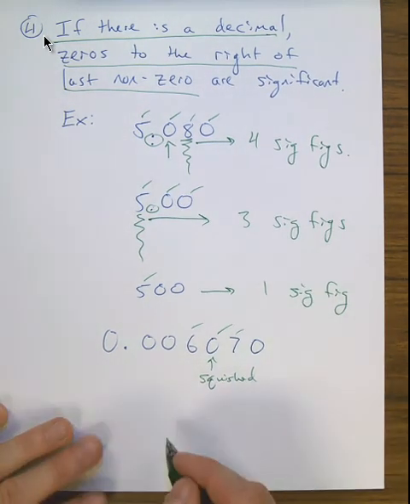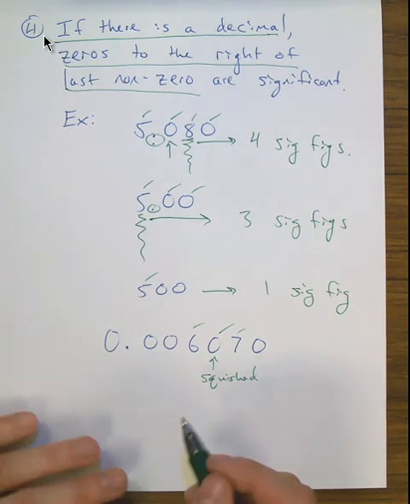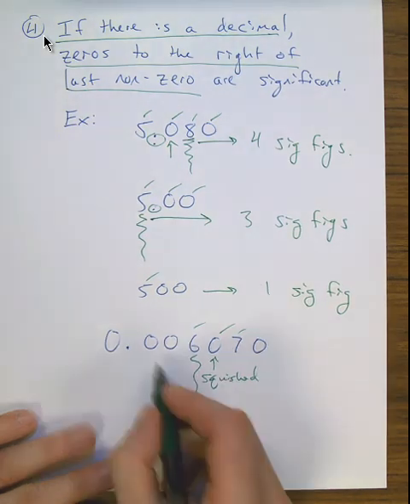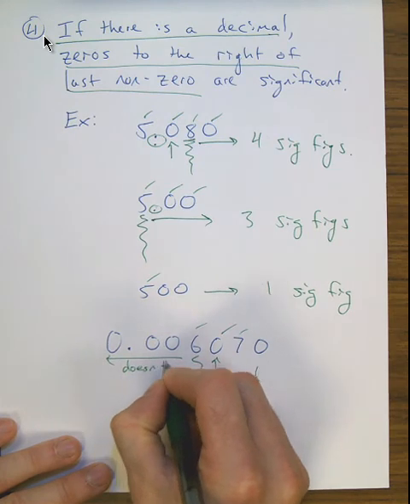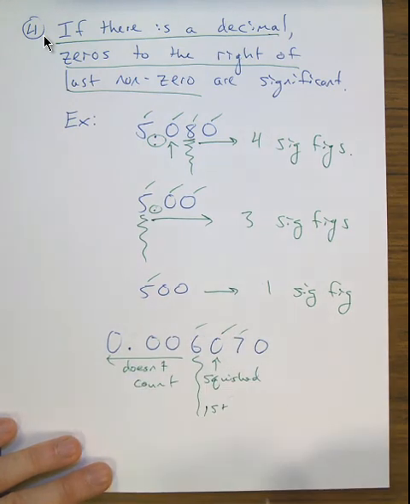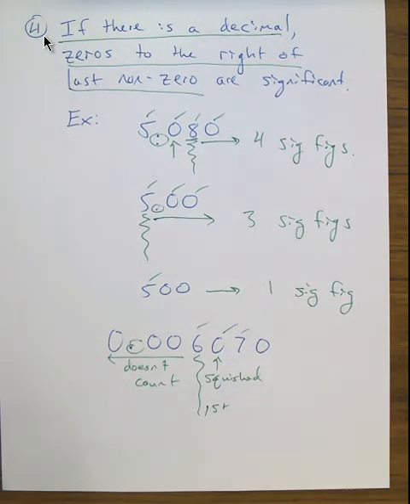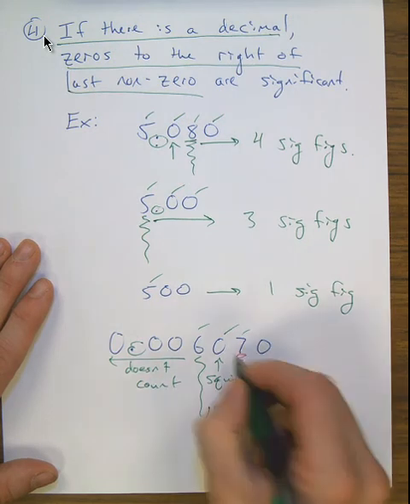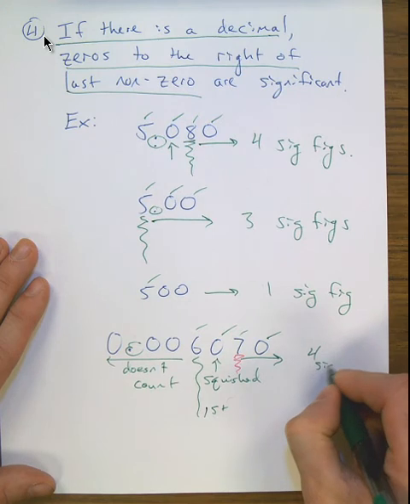Now, rule number 3, let's go back to 3. 3 says that anything to the left of the first non-zero never counts. This is my first non-zero. Because the 6 is my first non-zero, everything to the left of it doesn't count. Now, let's apply rule 4. There's a decimal. That means everything to the right of my last non-zero counts. So the 7 that I've highlighted in pink, that's my last non-zero. Everything to the right of it counts. That means I now have a total of 4 sig figs.